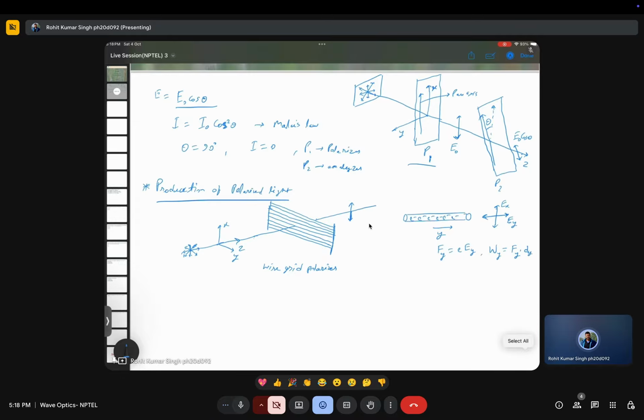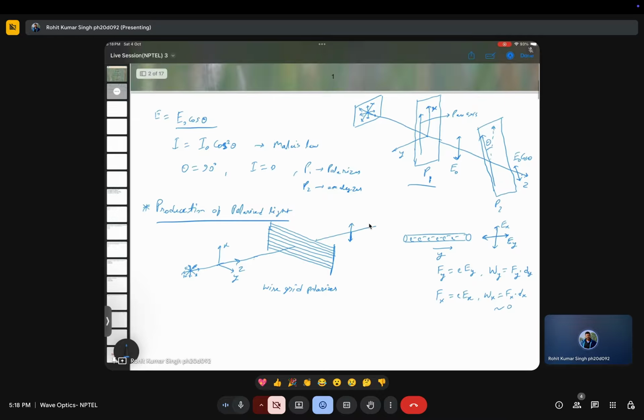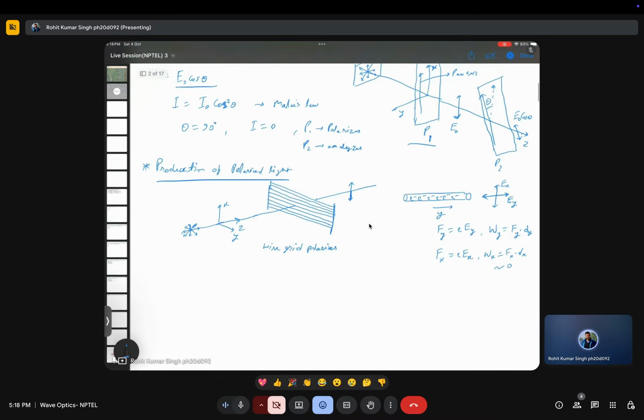But you will say force will also be in x direction, right? Why not? Because x field is there. But work done in x direction will be zero almost, because in x direction the copper wire is, we can assume, a one dimensional wire. So there is not much distance to travel in x direction. So this work done is almost zero. Okay.